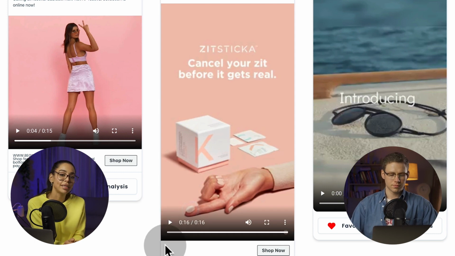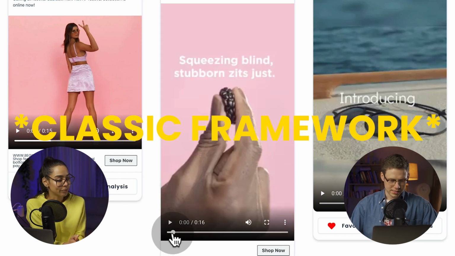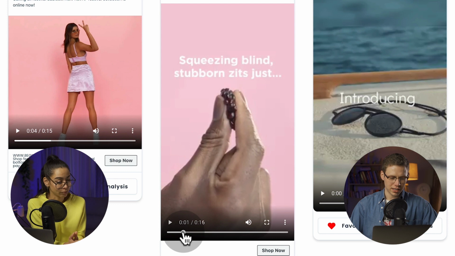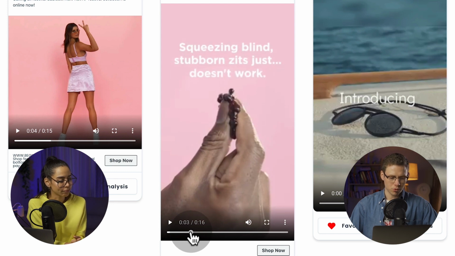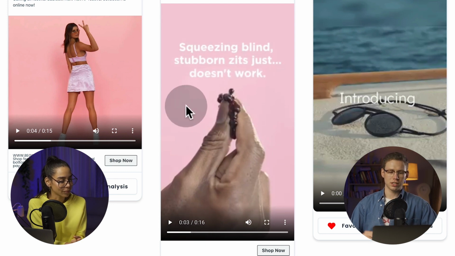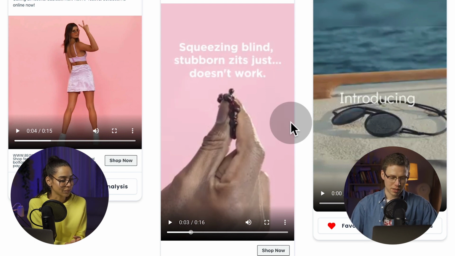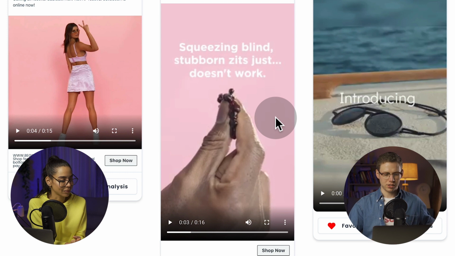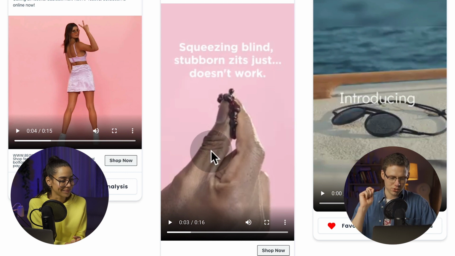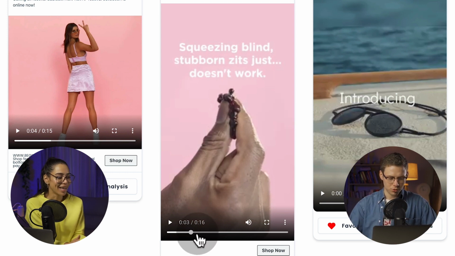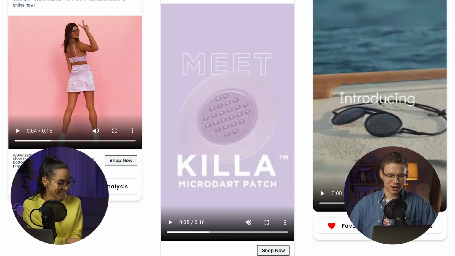Now this ad, guys, is a classic framework. We start with a very strong hook that is very much problem focused. The idea with this hook is to make the customer empathize with the situation of having that problem, which in this particular case is squeezing stubborn zits, and use a lovely visual metaphor to communicate that. And wait, all of us are squeezing our spots. Seriously, this is true. Following that, right after the hook and presenting the problem, we present the solution.